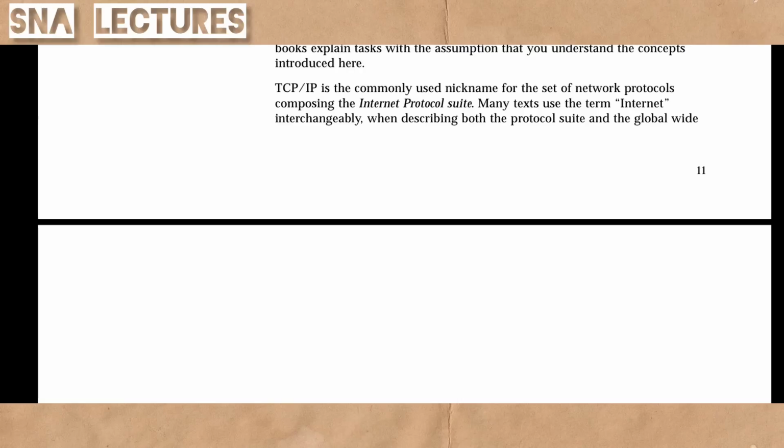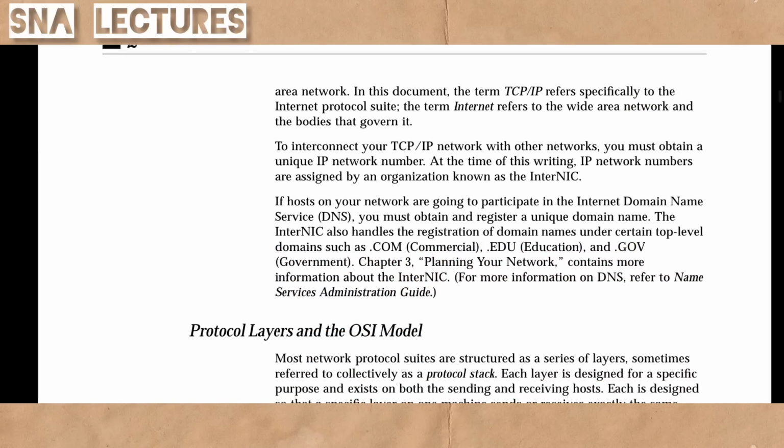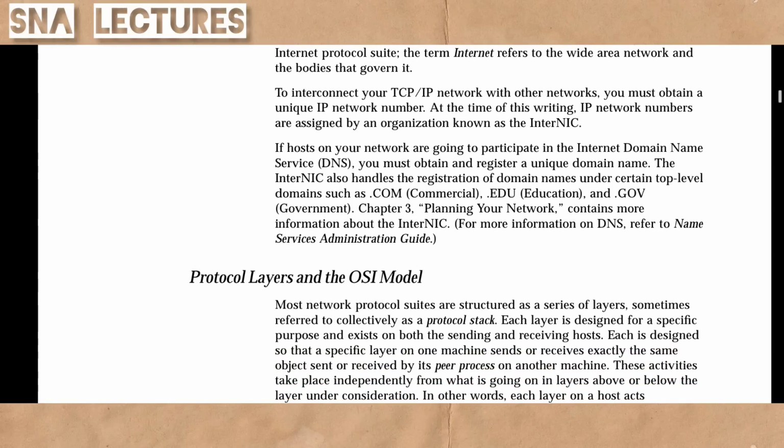Many texts use the term Internet interchangeably when describing both the suite and the global wide area networks. In this document, the term TCP/IP refers specifically to the Internet Protocol suite. The term Internet refers to the wide area networks and the bodies that govern it. To interconnect your TCP/IP networks with other networks, you must obtain a unique IP network number. At the time of this writing, IP network numbers are assigned by the organization known as the Internet NIC.